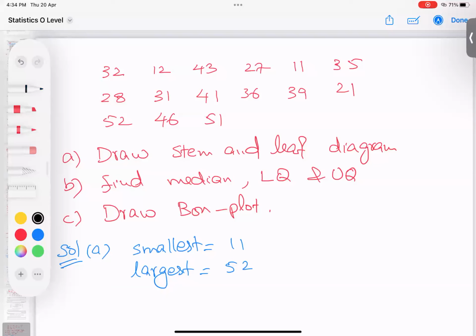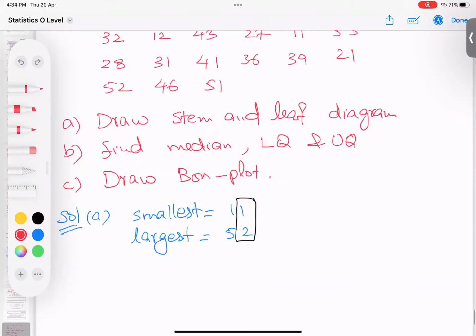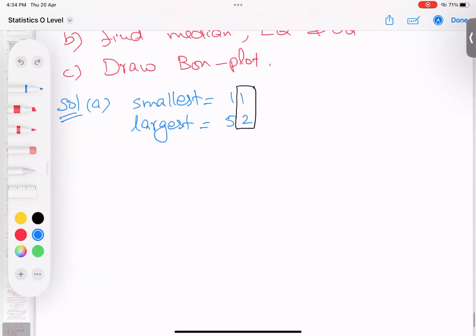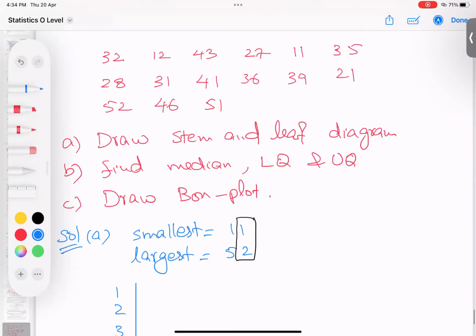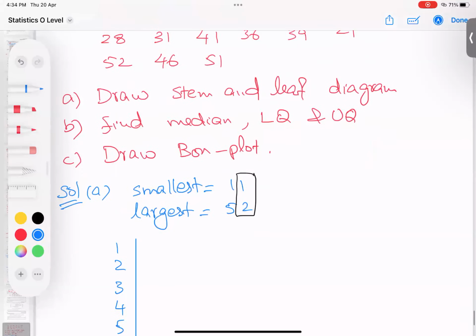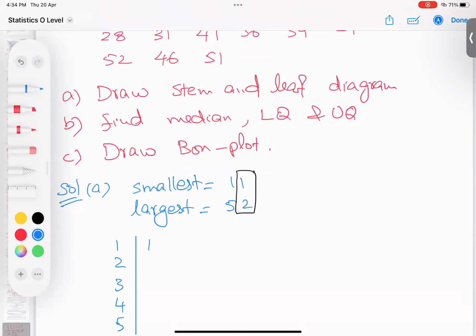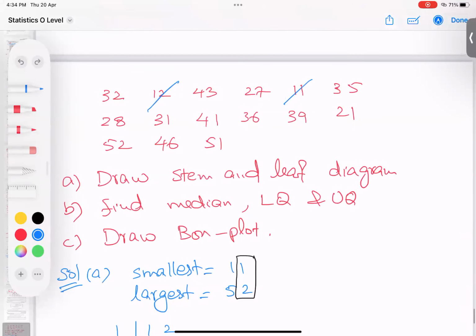If I leave one value on the right hand side, the stems are very clear, 1 to 5. I'm writing stem 1, 2, 3, 4, and 5. The best technique is to cut the value and write 11, 12. So I'm writing 11 means 1, 1, and 12 means 1, 2. This is cut. Now, any other value in the ones?